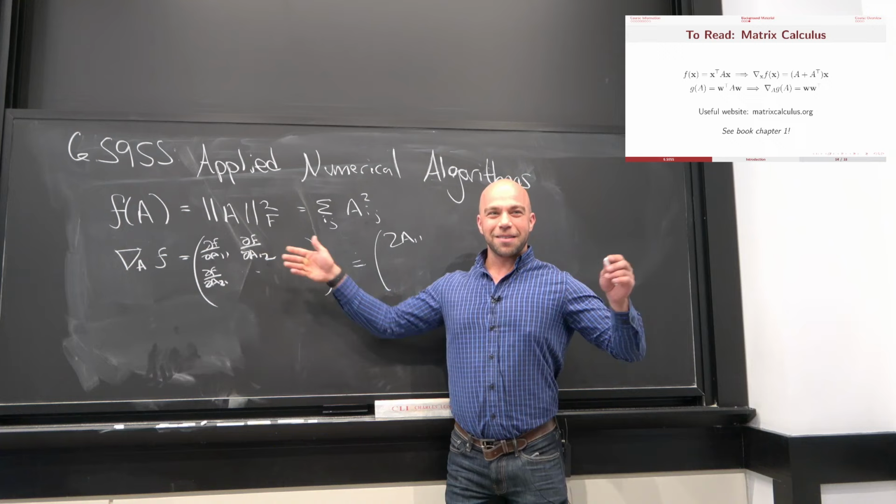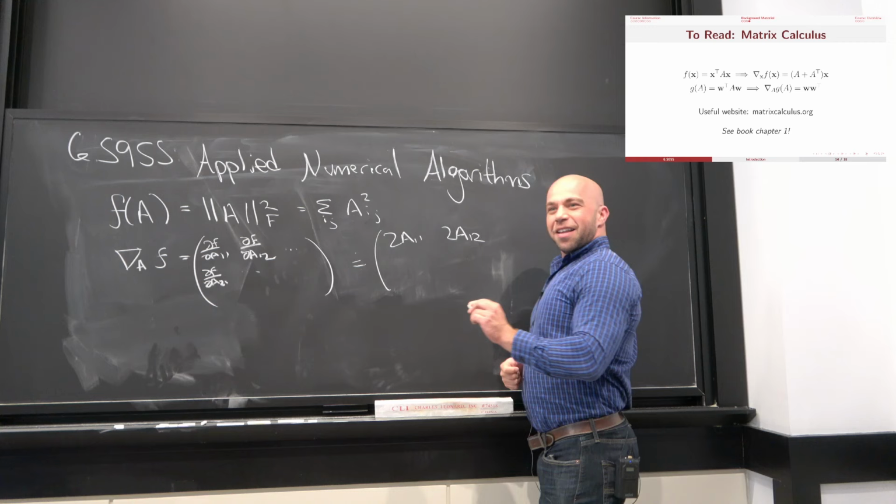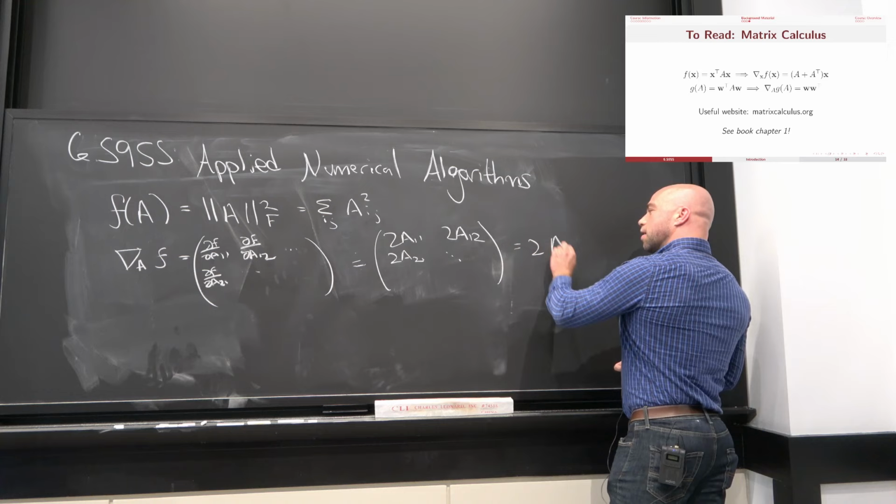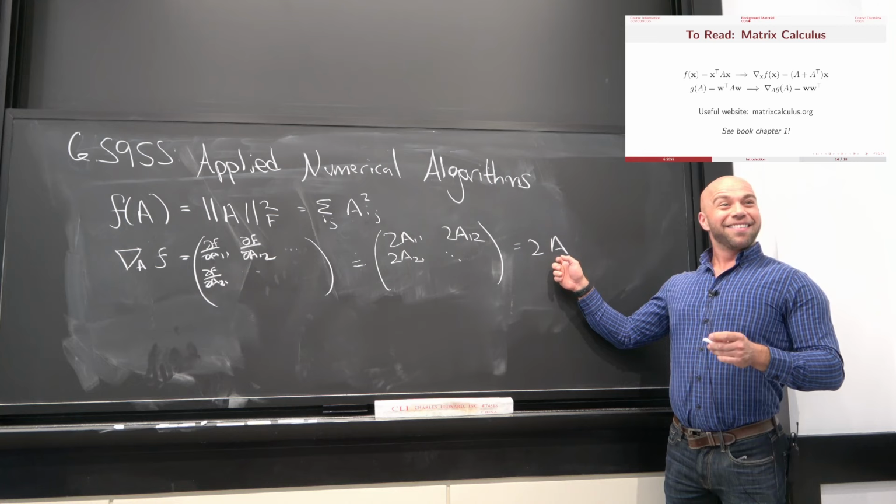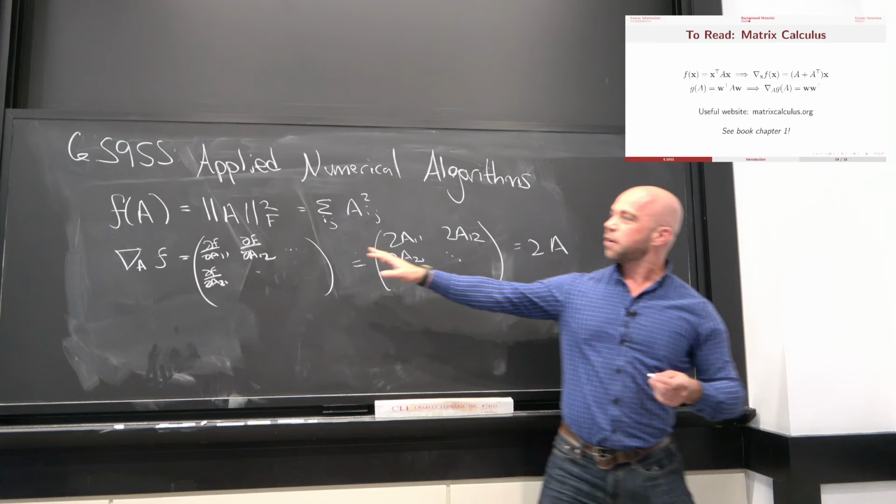Thank you. 2A, 1, 2. Similarly, 2A, 2, 1, and so on. And notice that a slicker way of writing that is just like this, right? So notice that the gradient of F is a matrix, right? Which makes sense, because F inputs a matrix and outputs a number. So this notion of taking gradients of functions of matrices is basically a notational convenience.